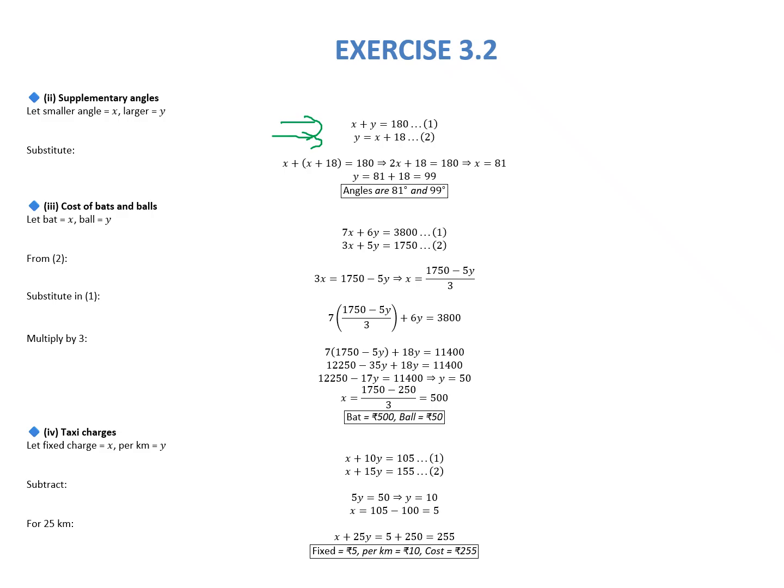Now from the second equation, we have y is equal to x plus 18. We'll use this value and put it back into the first equation. So our equation is x plus x plus 18 is equal to 180. When we solve this, we'll get the value of x as 81, and then we'll substitute this value back into the first equation. We'll get the value of y is equal to 99.